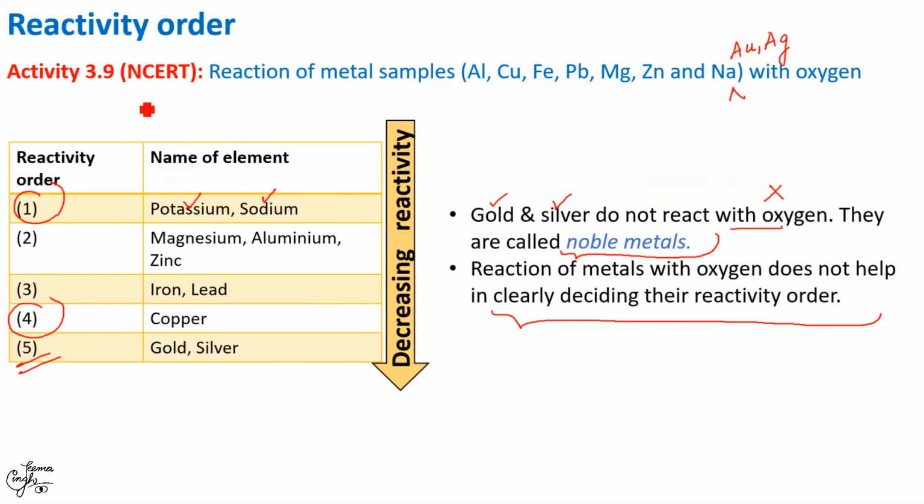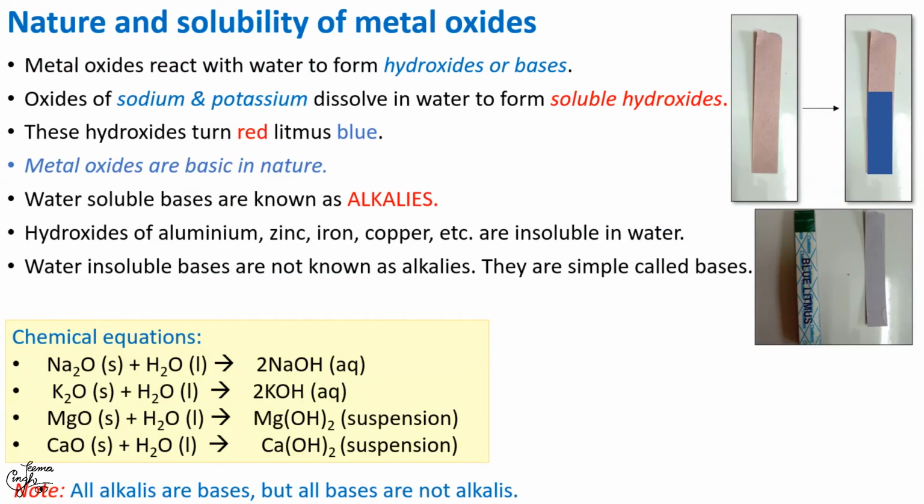Coming back to this activity, let us address the remaining questions of observations about the nature of metallic oxides when metal react with oxygen and their solubility in water. After collecting the oxides of respective metals in a watch glass or test tube, we added a small amount of water and tried dissolving them. We observe that oxides of metals such as sodium and potassium dissolve in water to form soluble hydroxides. The corresponding chemical equations are Na2O dissolves in water to form sodium hydroxide and K2O, that is potassium oxide, dissolves in water to form potassium hydroxide.